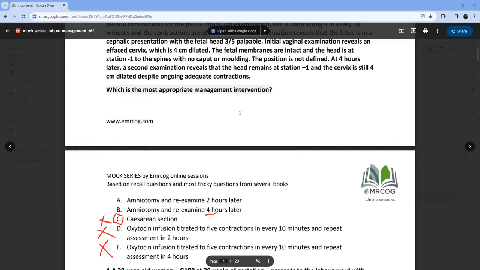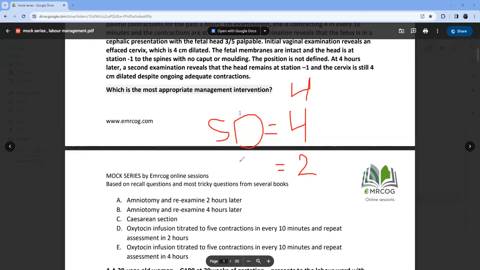Amniotomy and re-examine in 4 hours, or amniotomy and re-examine in 2. Which one? Still, I will go by the guideline. Yes, and it will be A. Right? So again, the case had a 4-hourly examination, found to be the same after 4 hours. This is called SD, suspected delay. What I need is, they said membranes are intact, okay, to discuss the amniotomy with her, and after 2 hours examine again. So if still the same and no progress, this will be a confirmed delay, right? Clear? Well done.